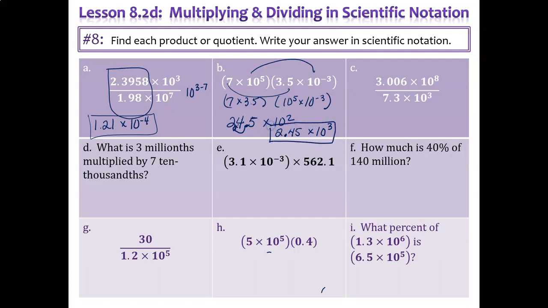So you're going to want to be really careful to make sure that your decimal is in a place where there's only 1 digit to the left. Otherwise, you have to move it to adjust and then adjust your exponent accordingly.